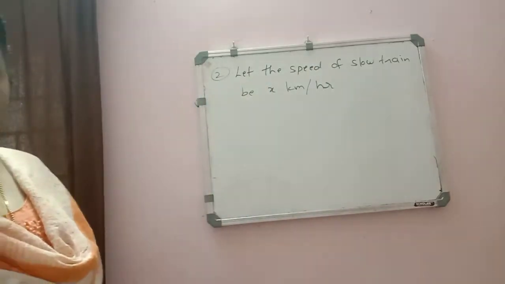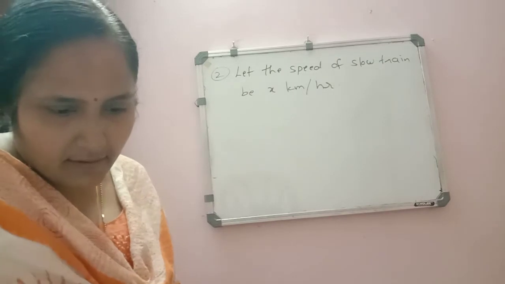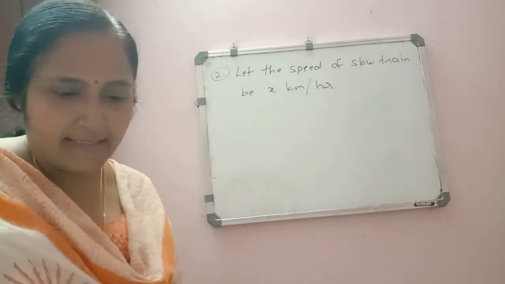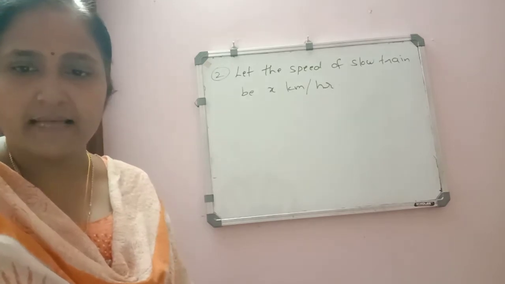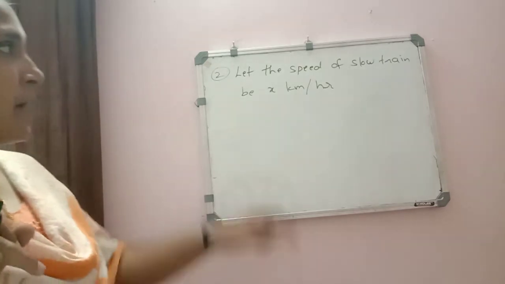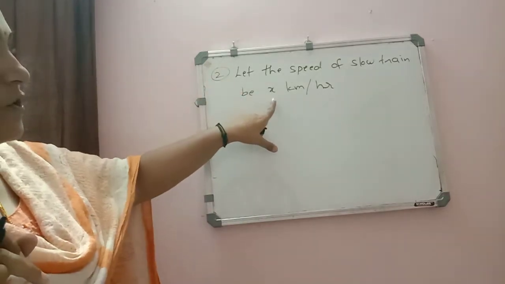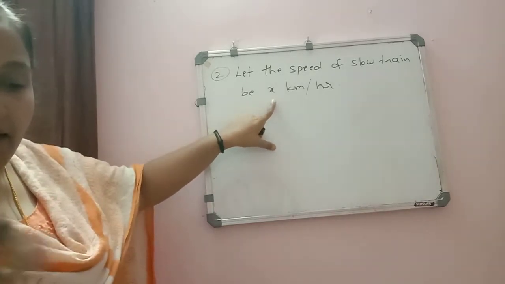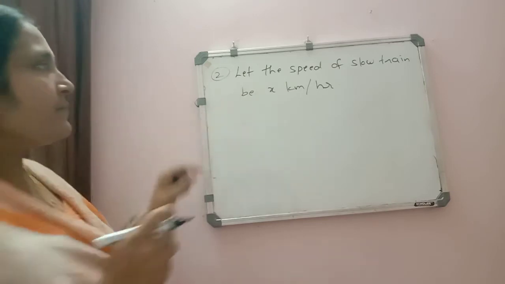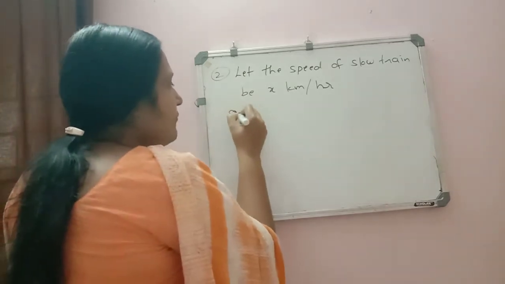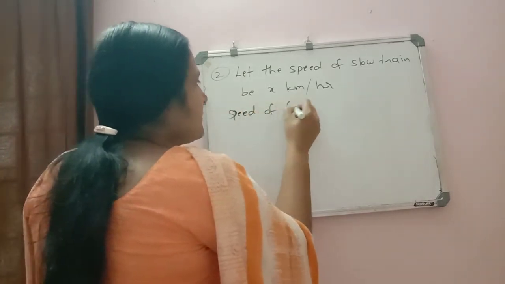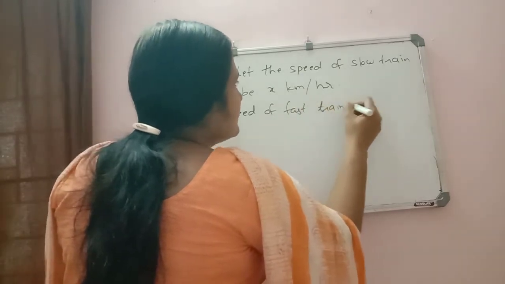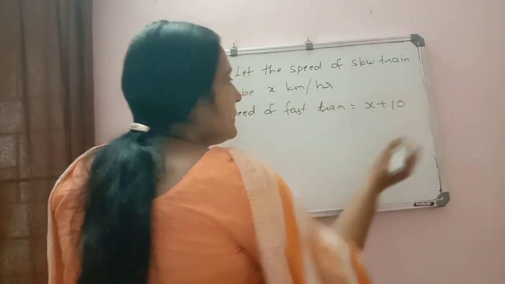Then condition written there, the speed of slow train is 10 km per hour less than that of the fast train. So we have taken the speed of slow train as x. Then speed of fast train will be equal to 10 km more. So we'll write here speed of fast train is equal to x plus 10.